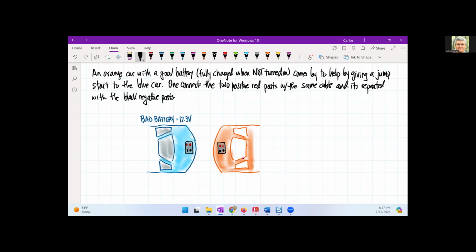And so that means I have a positive post and I have a negative post as well. So then the idea here is that you take the red cable and you connect the two red posts. You take the black cable and you connect two black posts. And in this situation, this is the good battery. And this guy's equal to 12.6 volts. But we don't want it to be at 12.6 volts. So what do we do here?